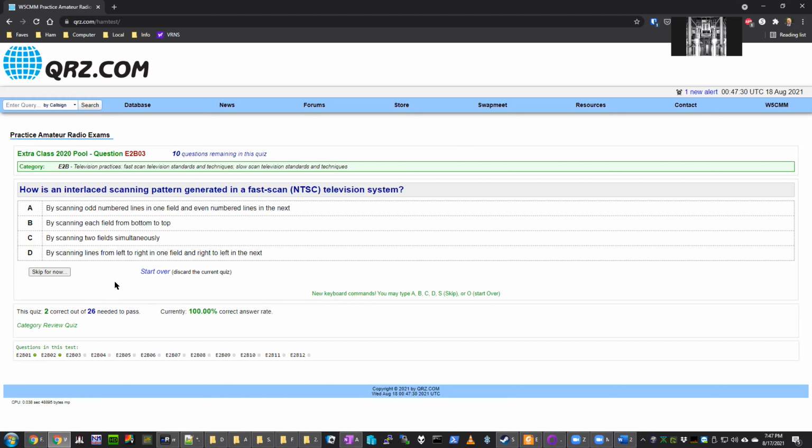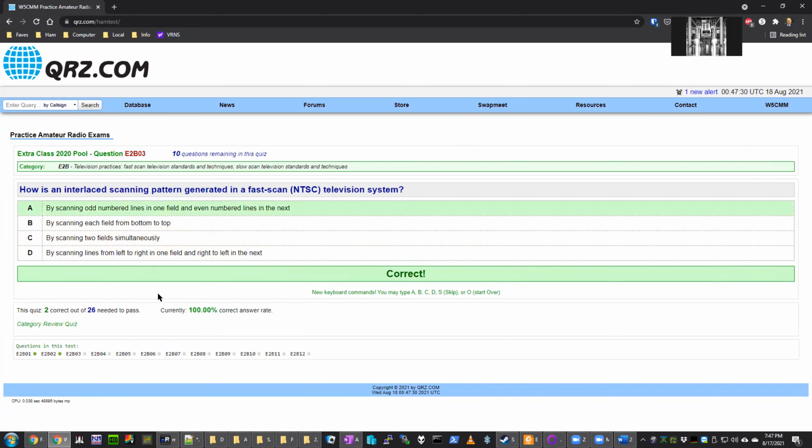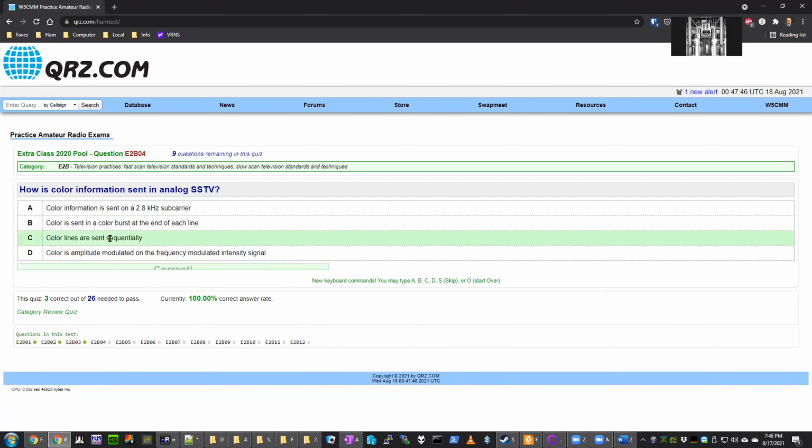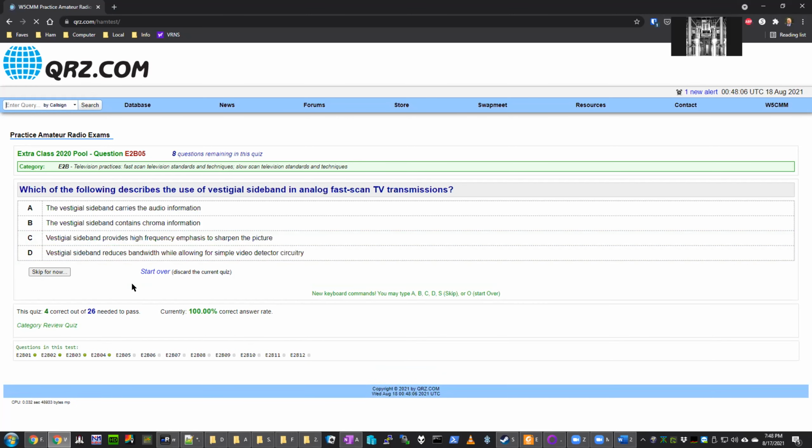How is an interlace scanning pattern generated in a fast scan NTSC television system? A. Yeah, it's going to skip lines and then come back and fill them in the next time. How is color information sent in analog SSTV? D, Charlie. C. C? Yeah, they're sent sequentially.